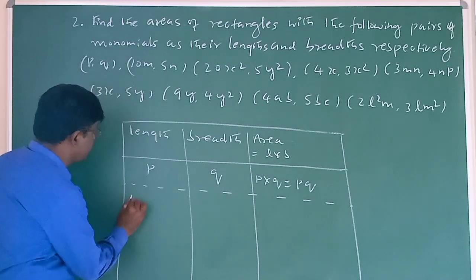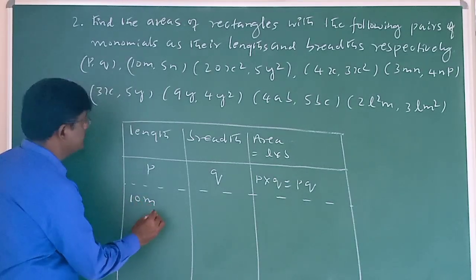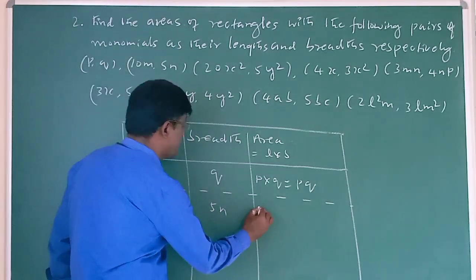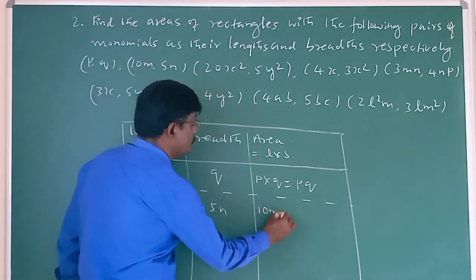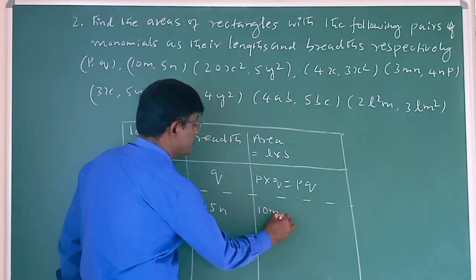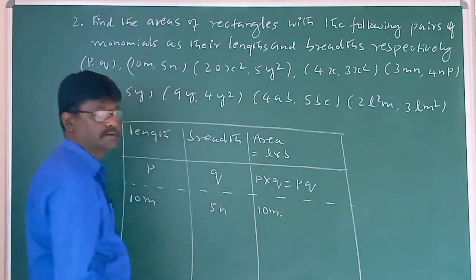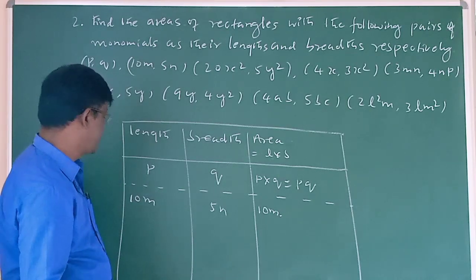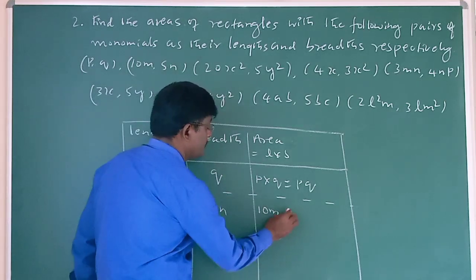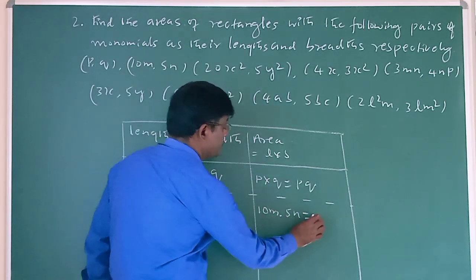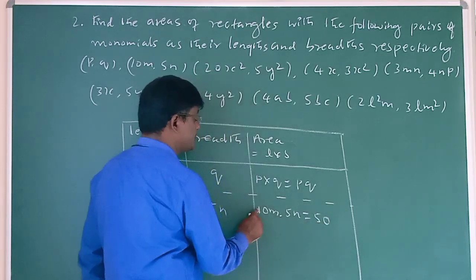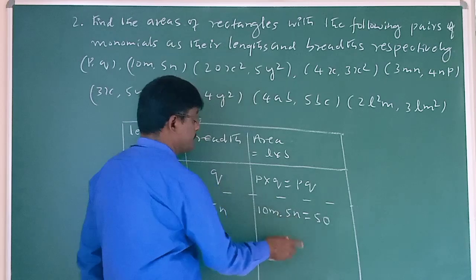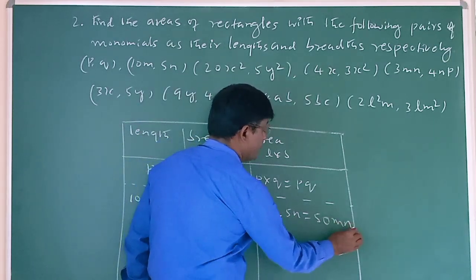Next, let us take the second pair. 10m is the length, 5n is its breadth, hence 10m into 5n. Even children know this: for product we can use a simple dot, which indicates into. 10 5s are 50. First you multiply the sign, plus into plus is plus, then the coefficients, 50, then go for the variables, m into n, mn.